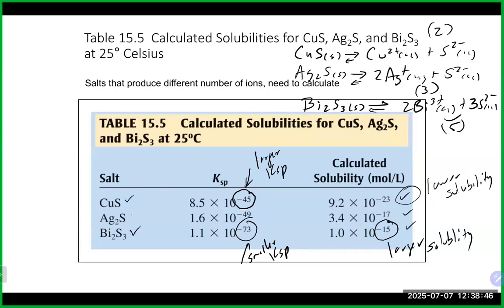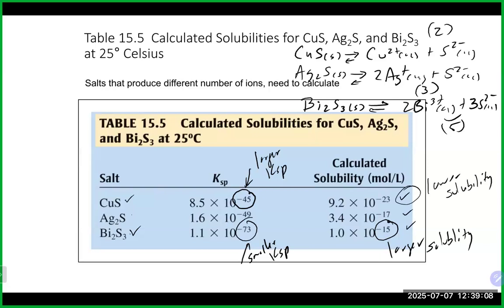So this illustrates a really good point: if you are trying to compare two things that do not break apart into the same number of ions, and you want to know which one should be more soluble and which one less soluble, you actually have to do the calculation. But if they do break apart into the same number of ions, you don't have to do the calculation. You can just go by the actual KSP value.